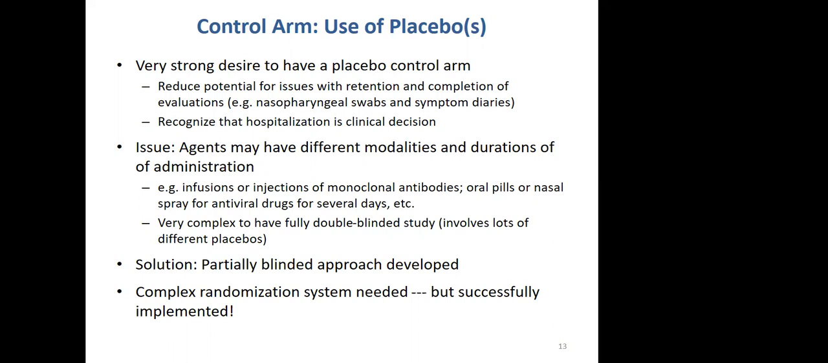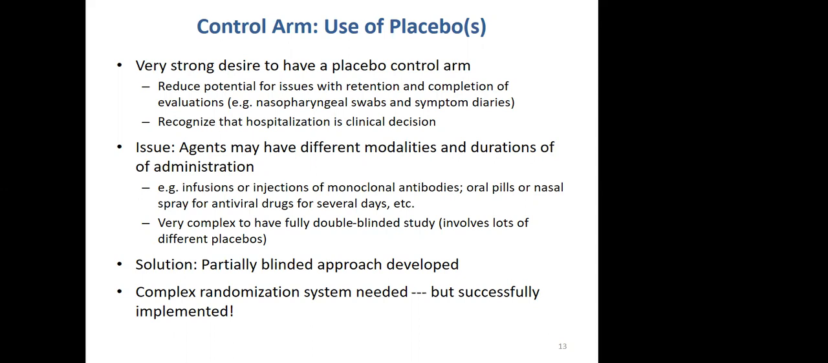So the infusion, injections, pills, inhalation, etc. And also having different durations of administration. So when the goal was to rapidly try and evaluate as many agents as possible, the concept of having participants take placebos for all of the agents that are in the study was really not something that could be entertained. So it's very complex, therefore, to do a fully double-blinded study.